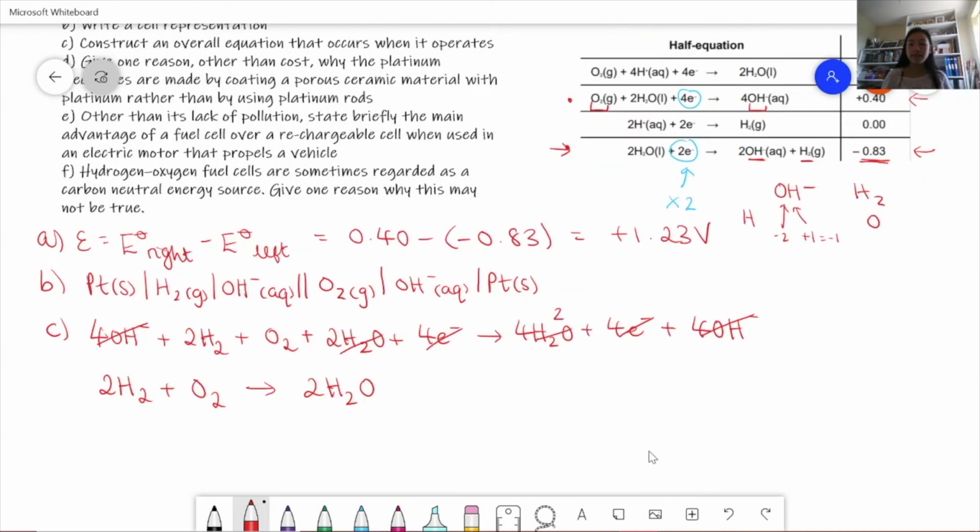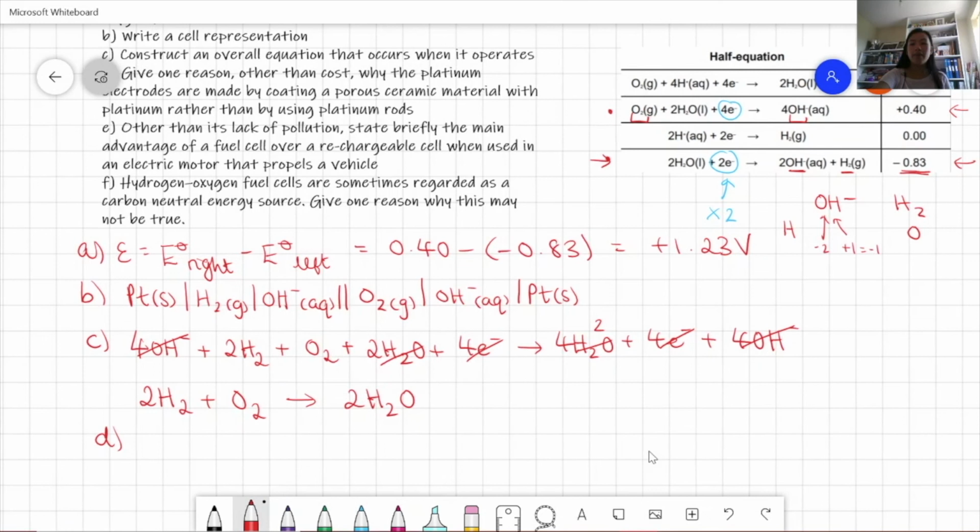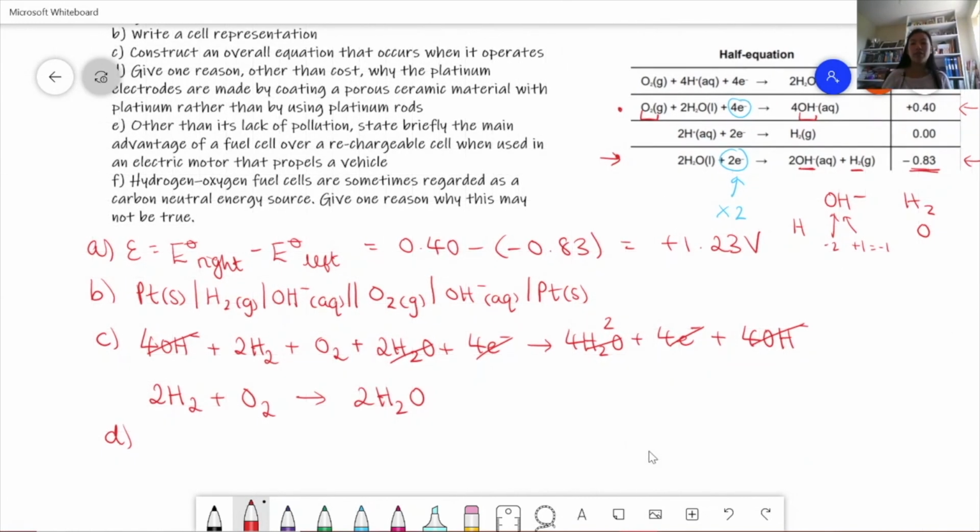And then for D, give one reason other than cost why the platinum electrodes are made by coating a porous ceramic material with platinum rather than by using platinum rods. And that's because the surface area is increased greatly, so it happens a lot quicker. So, increase the surface area, so we have faster reactions.